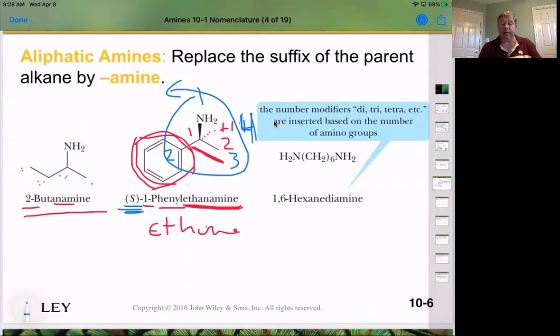So then if we have multiple amines on the same hydrocarbon chain, we just have to put where they are on the chain, and then we end up with our di, tri, and tetra that we would use for an alcohol or a halide. So in this case right here, we have 1,6-hexanediamine.